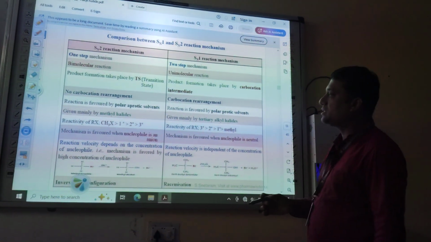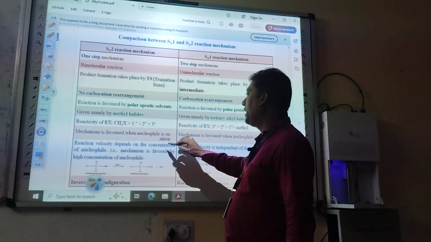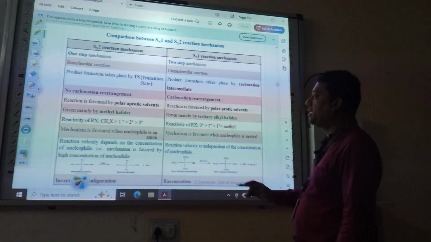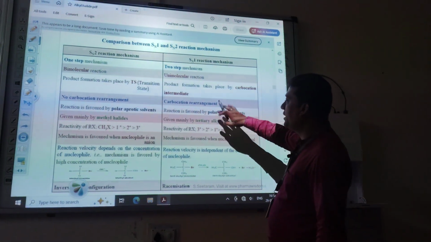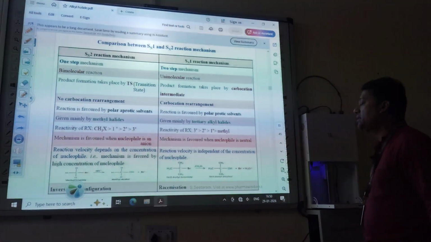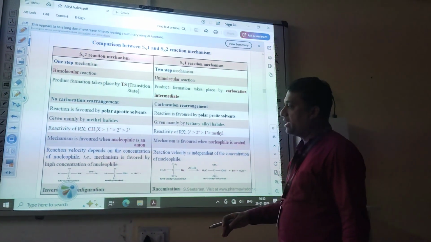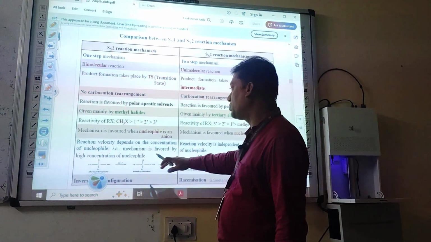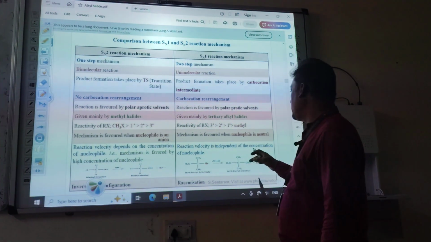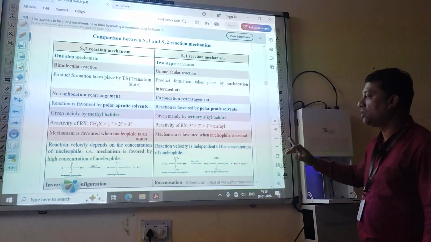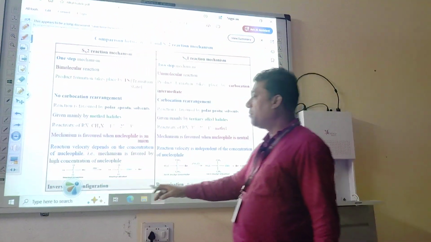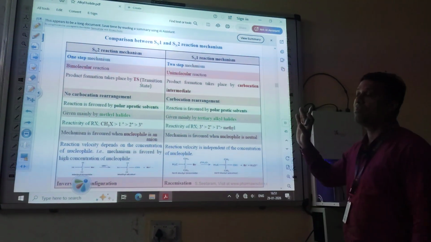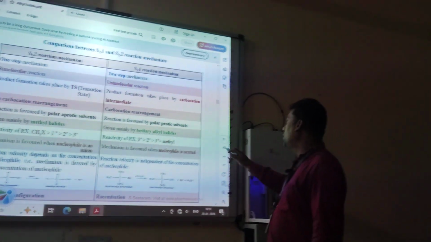In the SN2 reaction, the mechanism is favored when the nucleophile is an anion, but in SN1 the mechanism is favored when the nucleophile is neutral. In SN2, the reaction velocity depends on the concentration of the nucleophile, while in SN1 the reaction velocity is independent of the concentration of the nucleophile. In SN1 racemization occurs, but in SN2 inversion of configuration occurs. This is the comparison between SN1 and SN2 reaction.